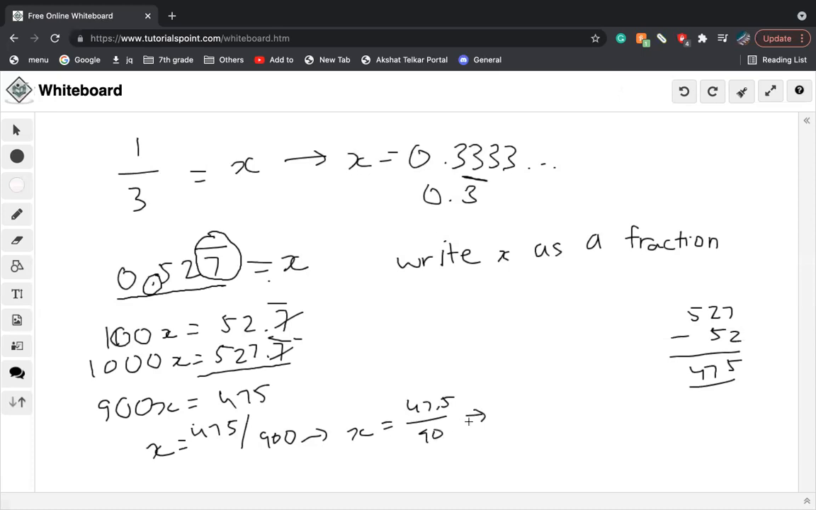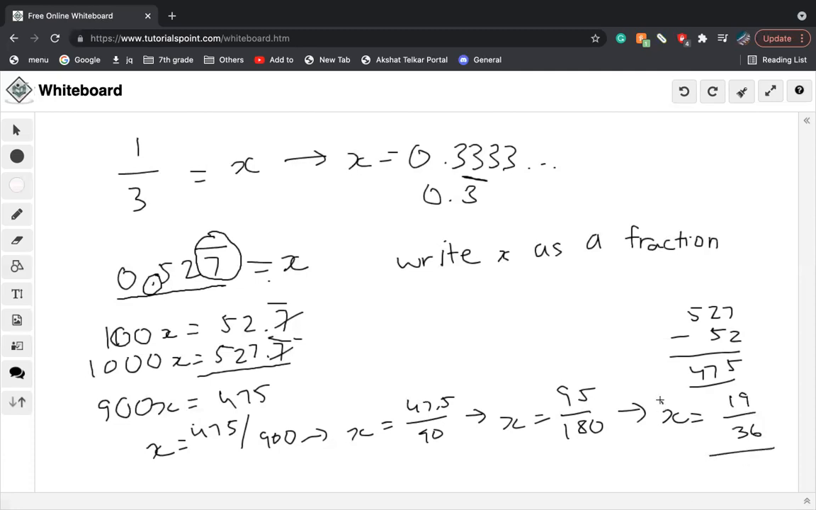And you want to make sure that you don't have any decimal points left. So it'll be x equals, I believe this is a 95. Yes, 95, and then this is a 180, right? And I believe you can factor this even more, right? This will give you x equals 19 over 36, right?